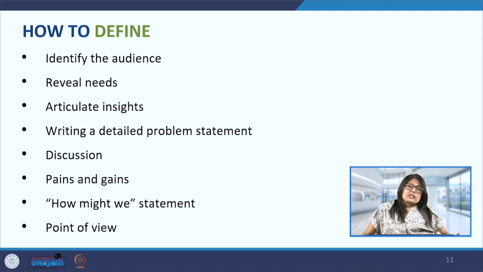When the problem statement is well defined and well crafted, it provides the focus and direction for the design process to the team, and there is more clarity in the whole design process. Then the next is discussion. This is where we are engaging with the stakeholders. So it is like a teamwork.